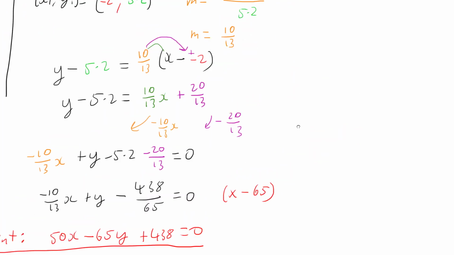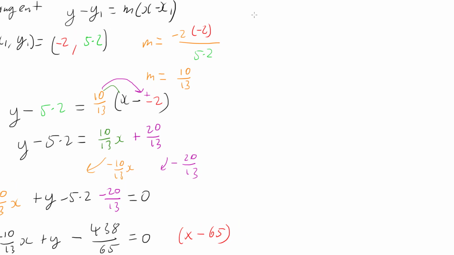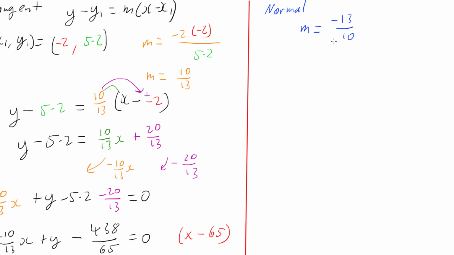So what we need to do now is get the equation of our normal. Now the normal, we just need to get our gradient, which is going to be the negative reciprocal of this, so it's going to be negative 13 on 10, and go to our same rule. y take y1 equals m, outside of x take x1. So we're going to have y take 5.6 equals our new m, which is negative 13 on 10, outside of x take negative 2.